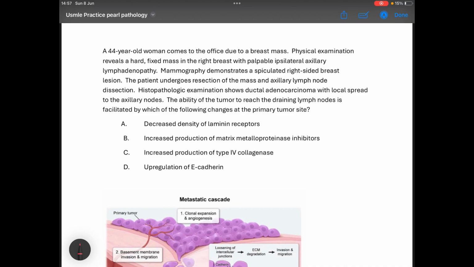Our next question is: a 44-year-old woman comes to the office to complete a physical examination.